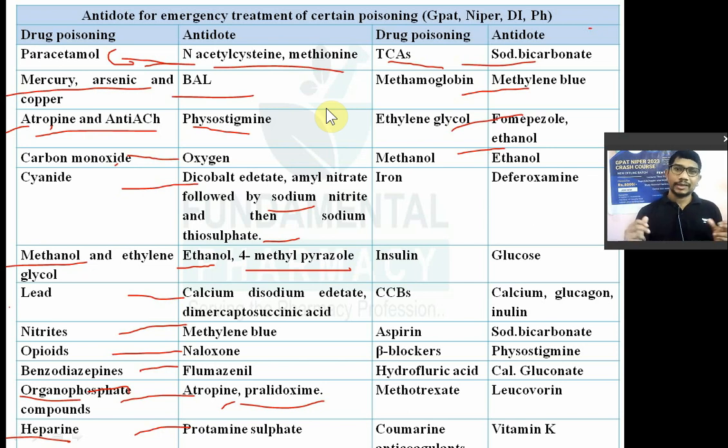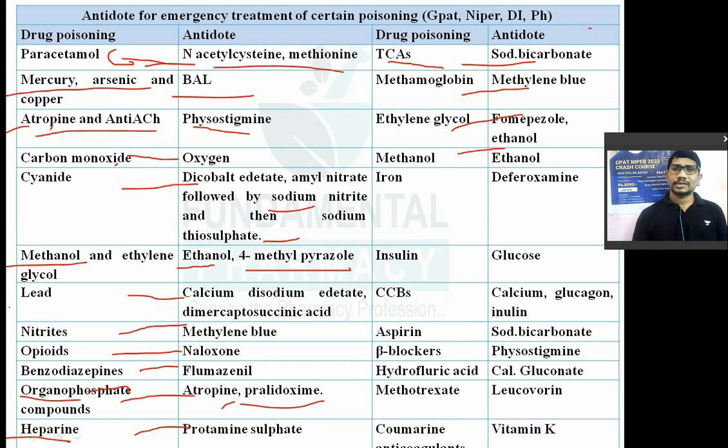Now in case of methanol poisoning, ethanol is given. So what will happen? Ethanol will compete with methanol for alcohol dehydrogenase, and that's how methanol toxicity can be reduced. Formic acid and formaldehyde are very poisonous as compared to acetic acid and acetaldehyde. So that's why ethanol can be used in methanol poisoning.